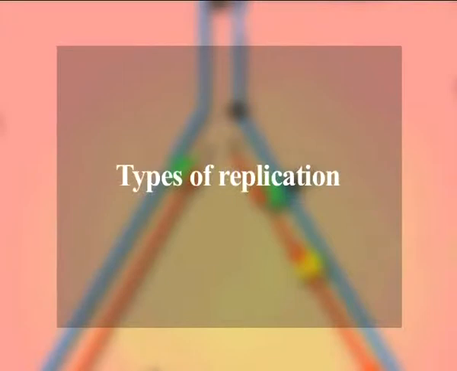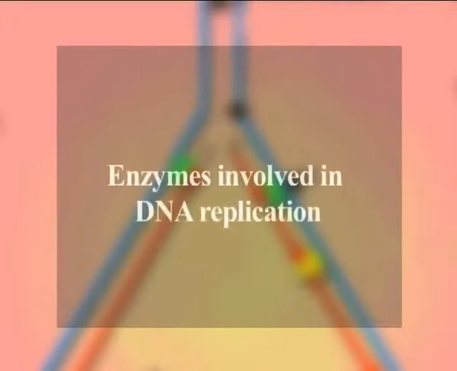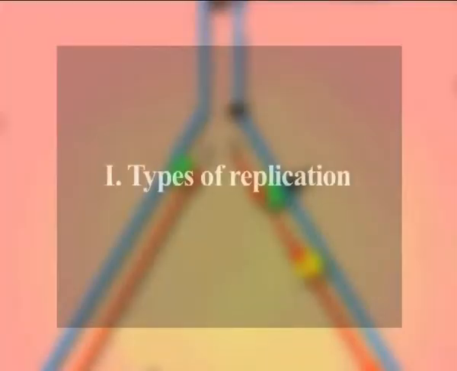Before going into details of how DNA is copied, we have to discuss some main headings. For example, types of replication, direction of replication, and enzymes involved in DNA replication. Now, we will discuss them one by one. Number 1, types of replication.